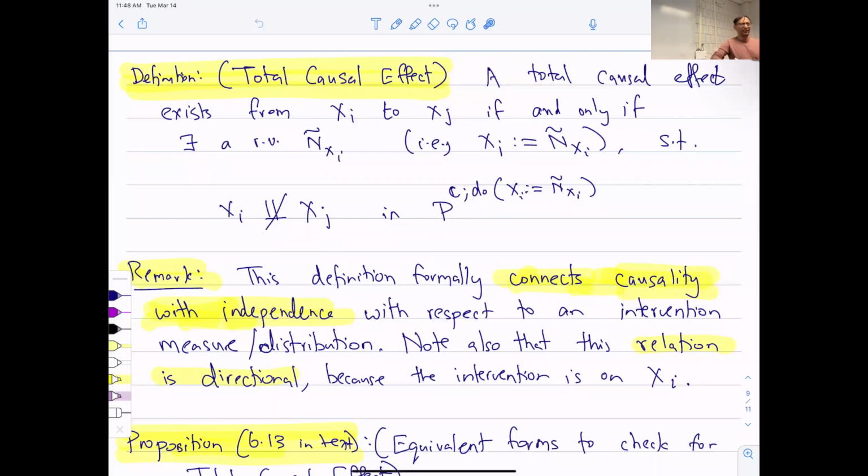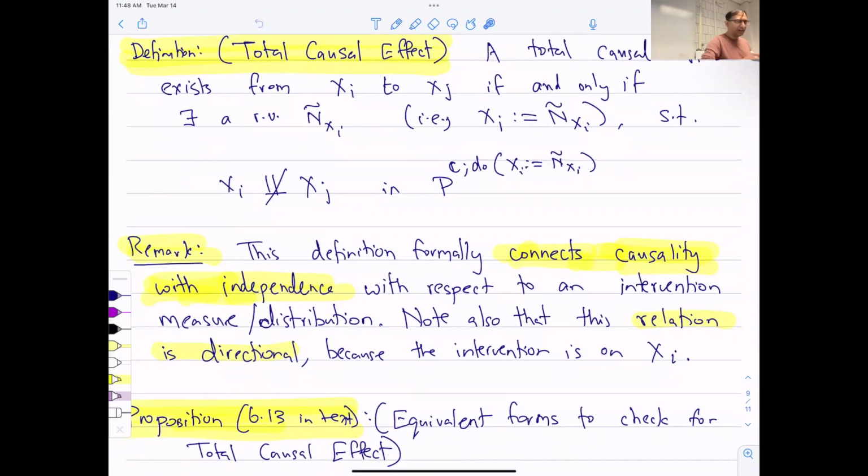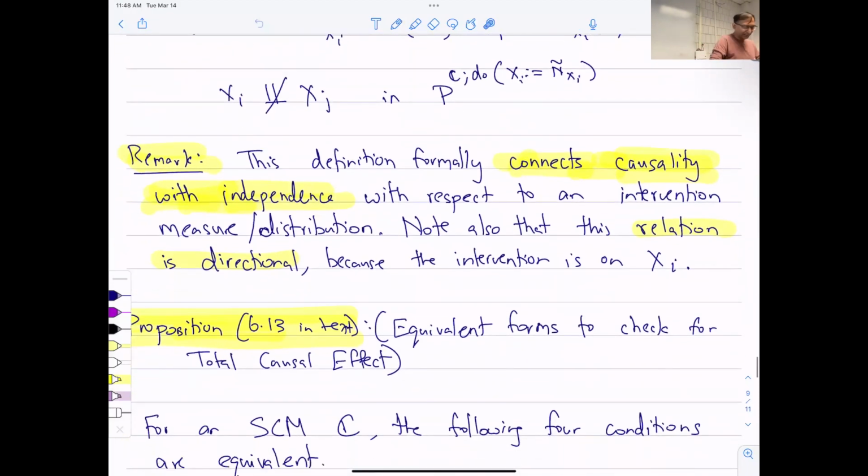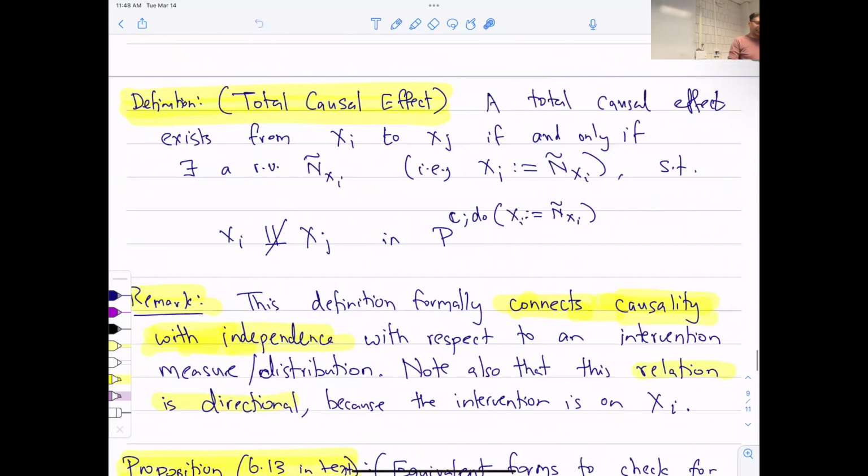Personally, I like a different definition better. I'm going to get to this, but I just wanted to put down the basic definition. I know it may be a little fast to parse. I'm going to parse it once more quickly again in a different way. This is the definition that connects causality with independence with respect to an intervention distribution. So we are doing this, and this relation is directional.